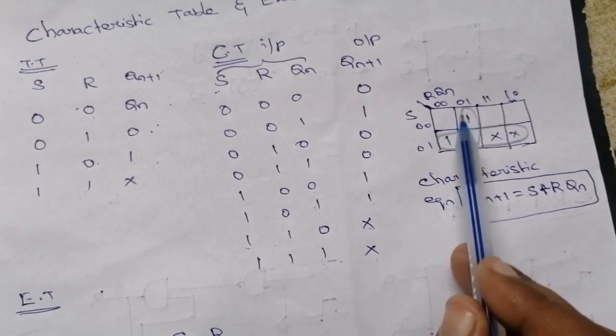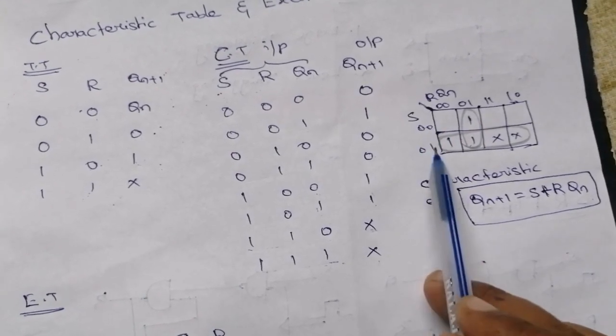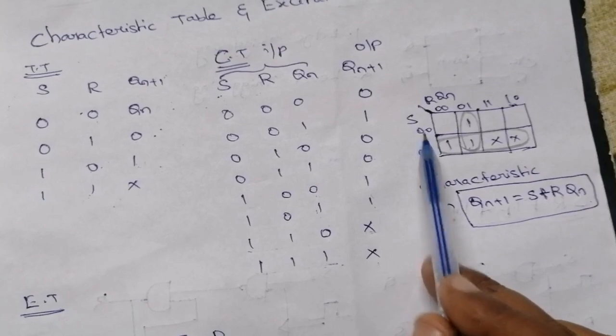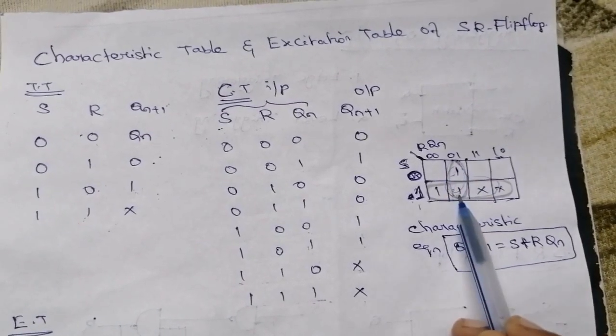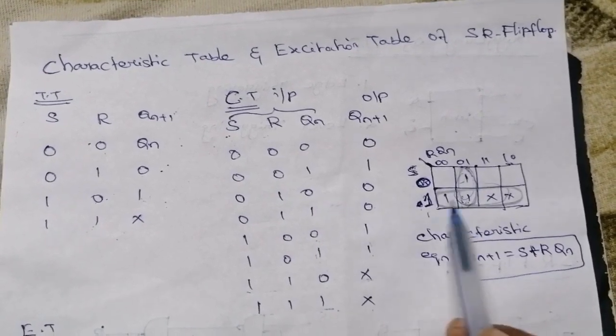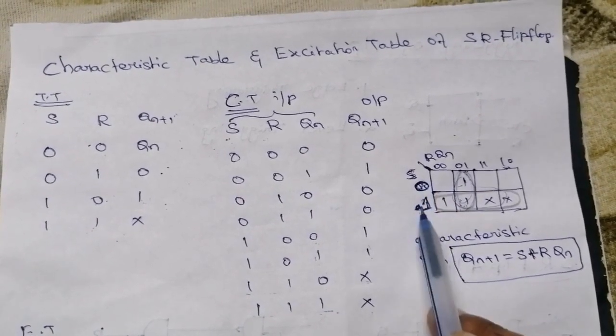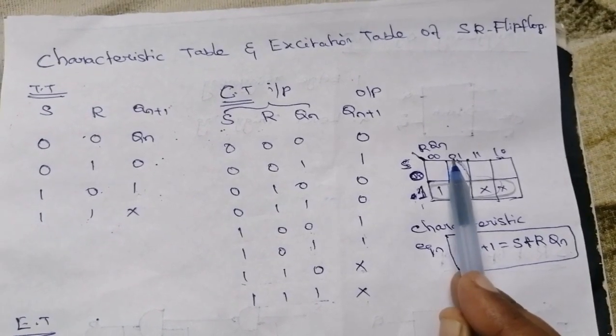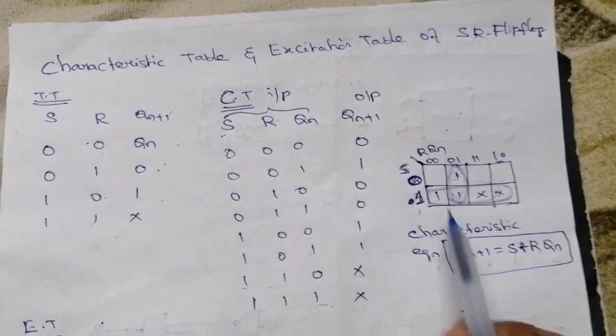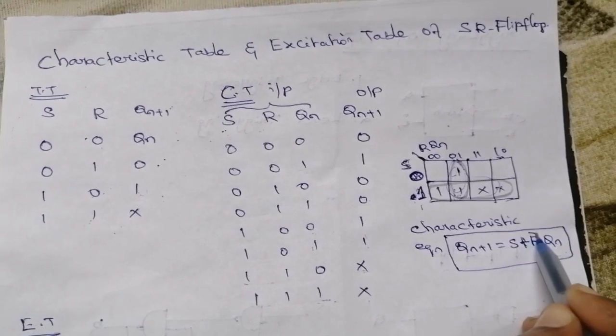So in this group, both cancel, right? Let's consider this the first grouping. Row wise, the different variables cancel each other, and column wise it has 0, 1. So 0 is nothing but R, and 1 is Qn. So here you have to make it as R bar, right?